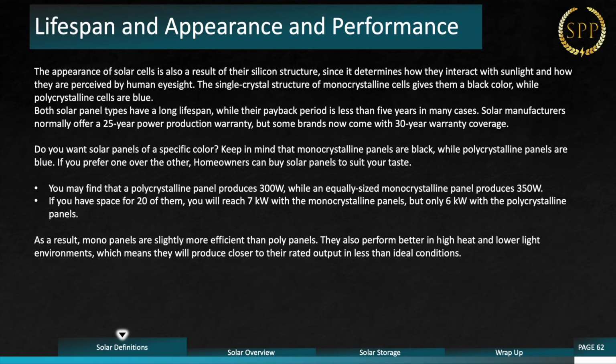So let's talk about lifespan and appearance. The appearance of the solar cells is a result of the silicon structure, since it determines how they interact with sunlight and how they're perceived by the human eye. The single crystal structure of the monocrystalline cells gives it a black color, while the polycrystalline cells are blue. Both solar panel types have long lifespans, and their payback is typically less than 5 years. Solar manufacturers normally offer a 25-year power production warranty, and some brands come up to 30 years nowadays, though it's rare.